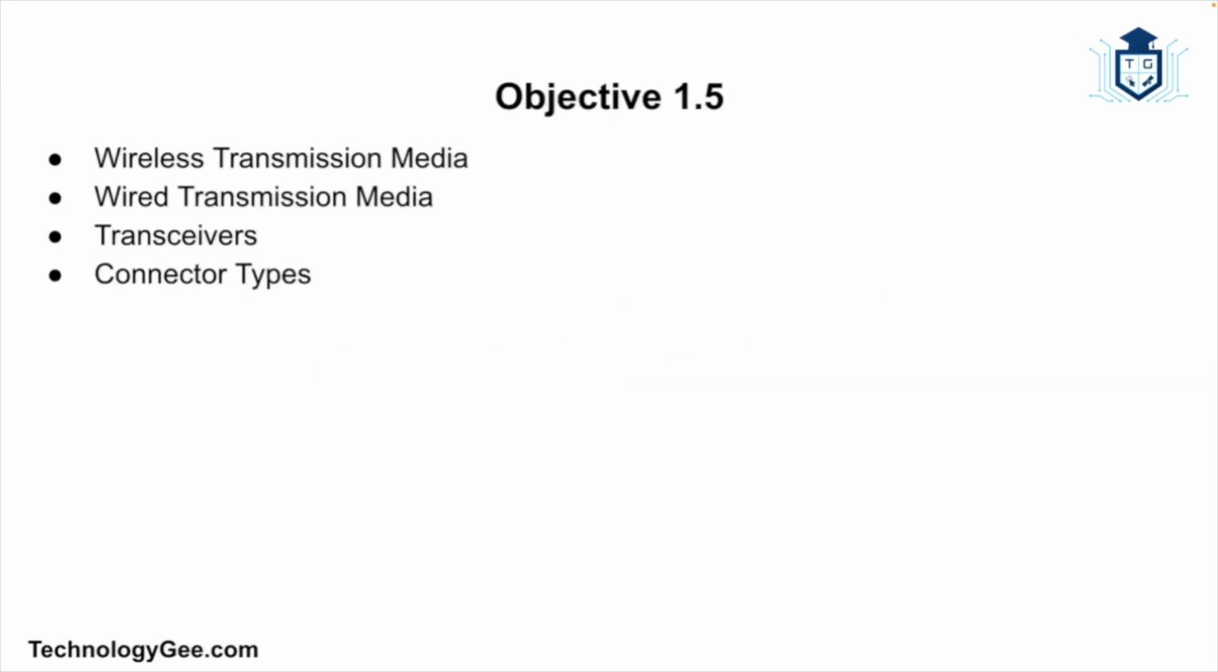Transmission media and transceivers are essential components of network infrastructure where they ensure reliable communication across different environments. And in this video, we're going to talk about the key concepts that are outlined in Objective 1.5, where we are comparing and contrasting the various types of transmission media and transceivers.